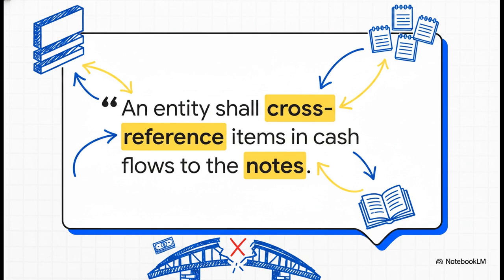They gave us the cash flow figures, sure, but they completely failed to cross-reference them to the specific notes that contain the deep dive details required by Ind AS 7.